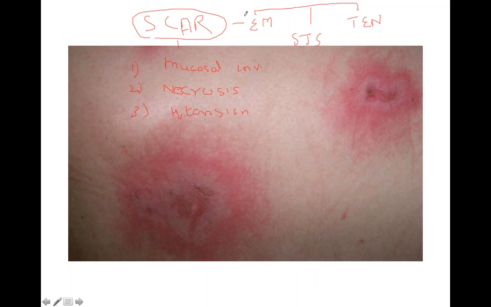So erythema multiforme, as it is a type of SCAR, there will be mucosal involvement. Patient will have involvement of the oral mucosa or vaginal mucosa. Conjunctival involvement can be there in erythema multiforme because it is a type of SCAR. And the patient will have target lesions. So there is a central dusky zone, followed by a pale region, and there is a ring of redness. So this is erythema multiforme.